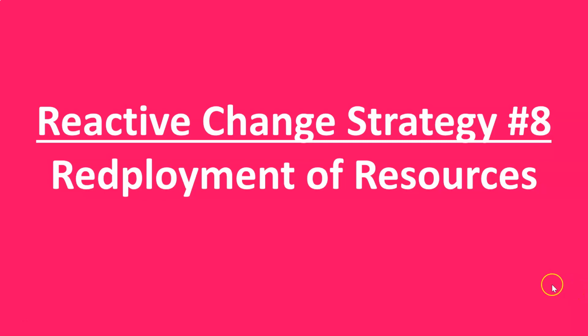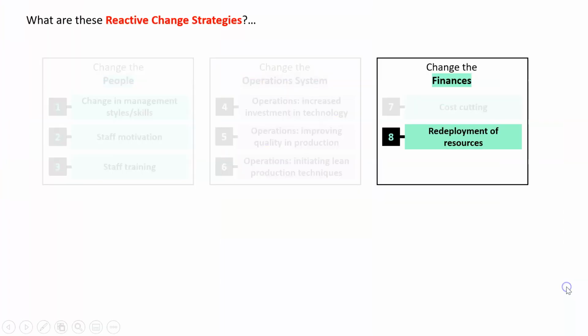Our last reactive change strategy is number 8, redeployment of resources. And we've got that grouped as one where we can change the finances of the business and where and how we spend money. So what is this? Well, we could say redeployment of resources is where we take the resources that were being used in one area of the business which might not be performing very well, and we shift them and move them to other areas that are more profitable and productive.